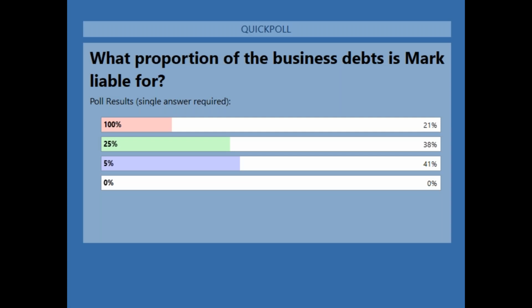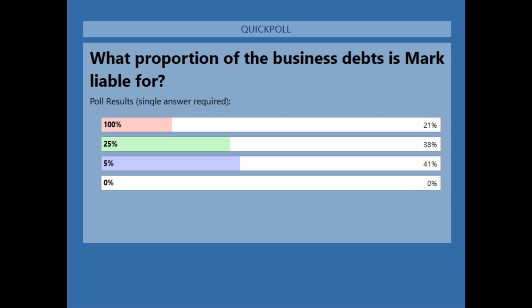Okay. So I'll let you see what the results were. Oh, that's really interesting. The majority of you thought that Mark probably had a 5% liability. Presumably that's because that's what his share of the partnership is. And the next most popular answer was 25%. By and large, the vast majority of you acknowledged that he would have some liability, but just under 80% of you thought that it was either 5% or 25%. Presumably that's because there are 4 partners. Would you be surprised to know that Mark actually has 100% potentially of the liability?